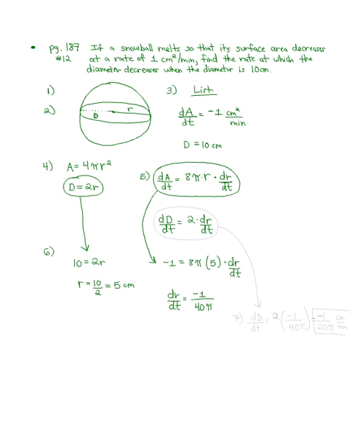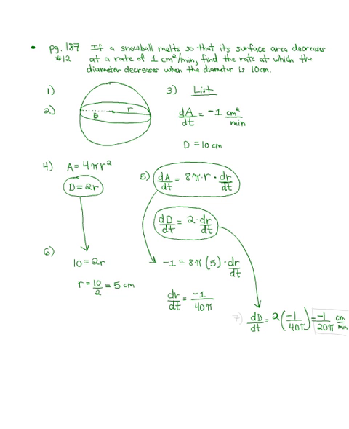And then next we take the derivative of the diameter with respect to time, and we bring that down here, and we see that this derivative is going to be equal to 2 times -1 divided by 40 pi, which is going to give us -1 over 20 pi, and that is going to be in centimeters per minute.